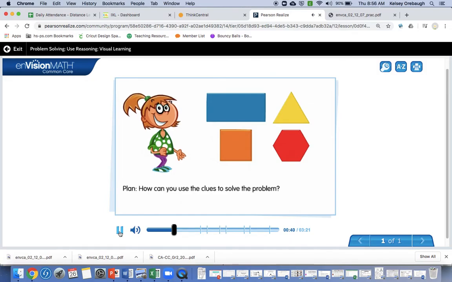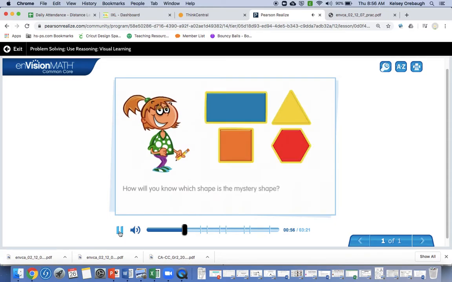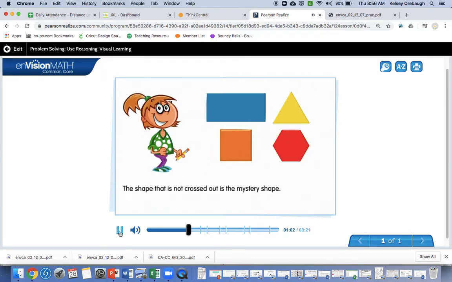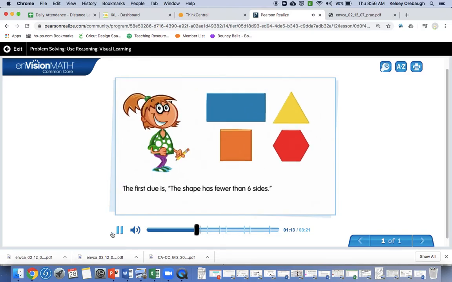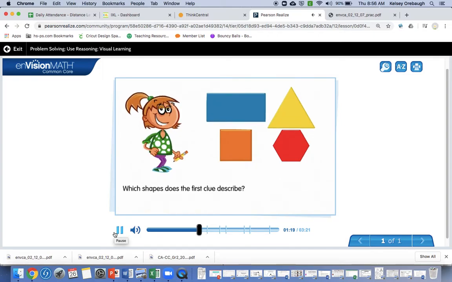Plan. How can you use the clues to solve the problem? One way is to look at each clue and decide which shapes it describes. You will cross out the shapes that do not match the clues. How will you know which shape is the mystery shape? The shape that is not crossed out is the mystery shape. Solve. What is the first clue? The first clue is the shape has fewer than 6 sides. Which shapes does the first clue describe?